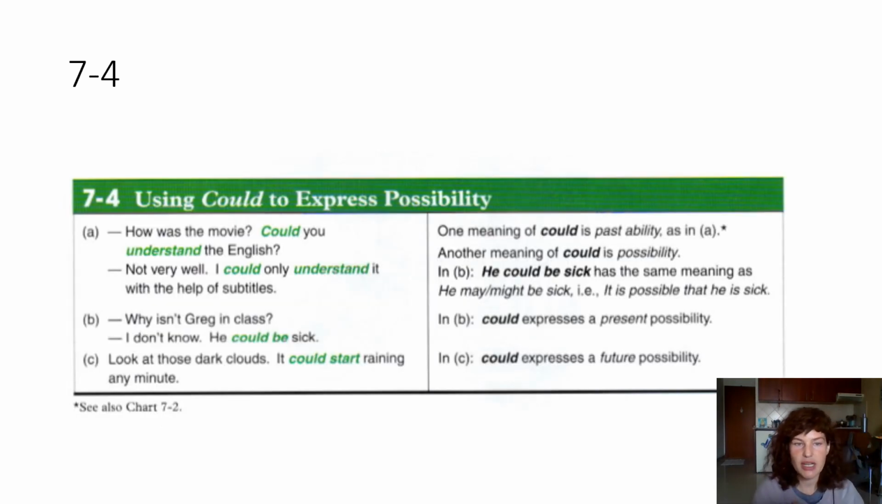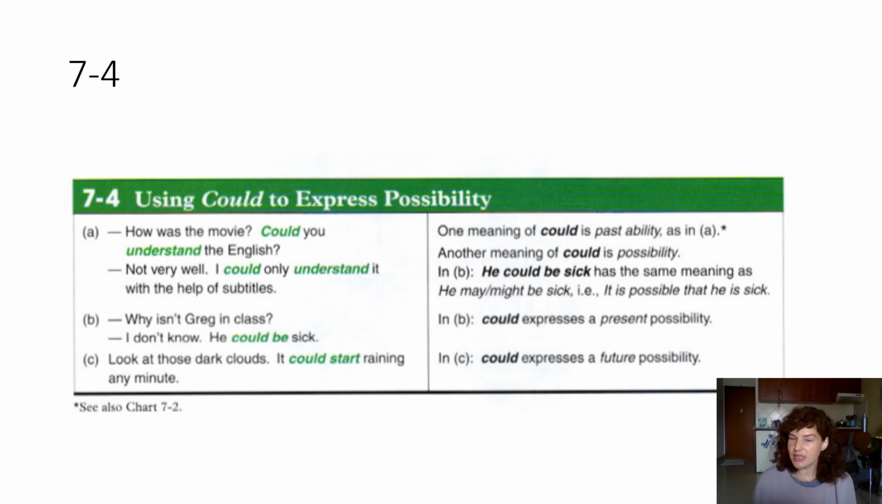Here's the examples, right? How was the movie? Could you understand the English? Could here is actually a past ability, not a past possibility. To talk about a past possibility, we don't use could. All right, we use a different form that we're not even going to study here. We would use could have, which is actually the third conditional, right? But we don't study that in this book at all. Okay, so don't worry about that. So could in the past is only an ability, okay?